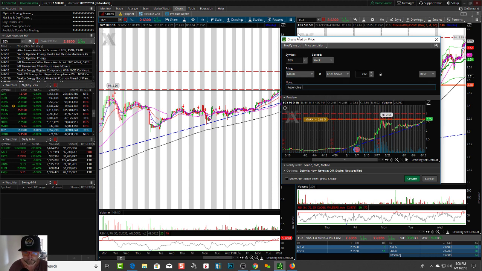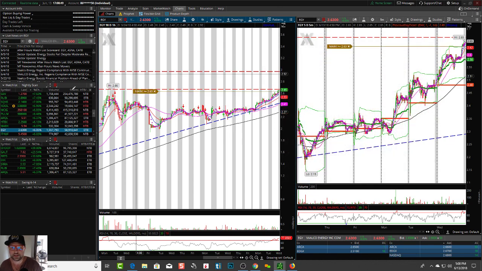Ascending triangle, watch for breakout over 2.66 with resistance around $3. Again, also be aware, this is a higher, like a more of a medium float, right?